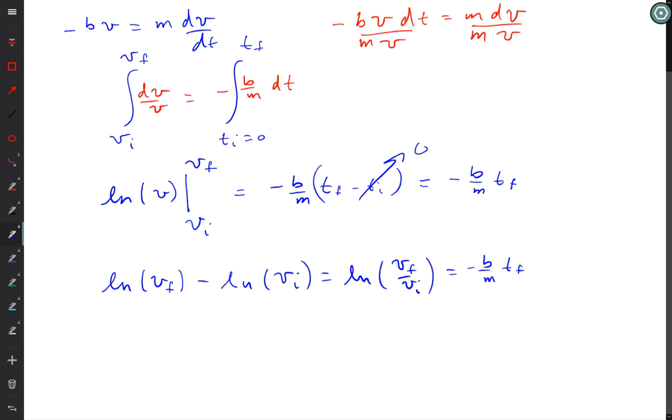Okay, you want to solve it for v final, so how do I get rid of that natural log? Use the inverse function of natural log, which is e. So I will have, once again, writing it annoyingly explicit. I'm going to drop the f.